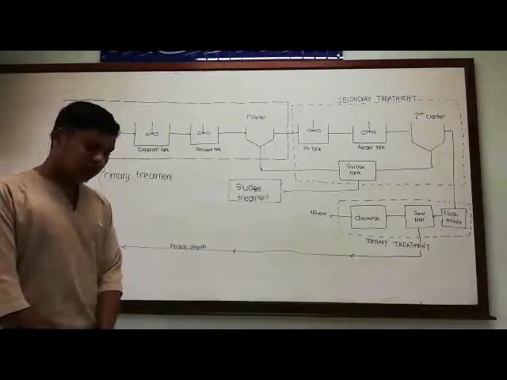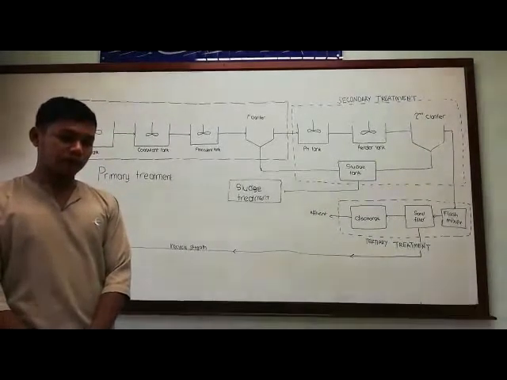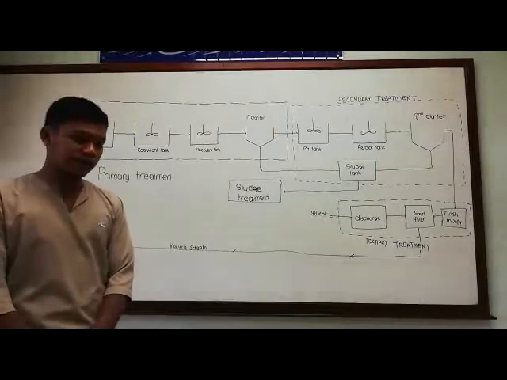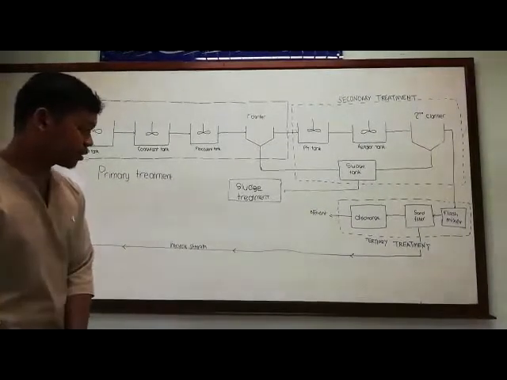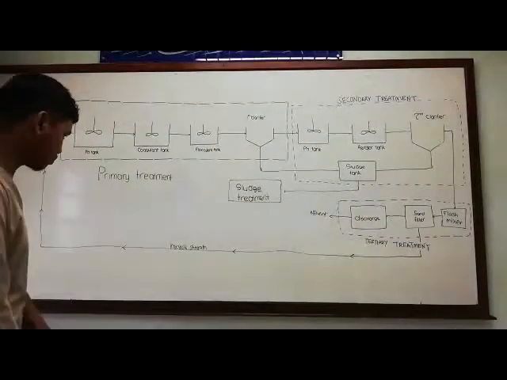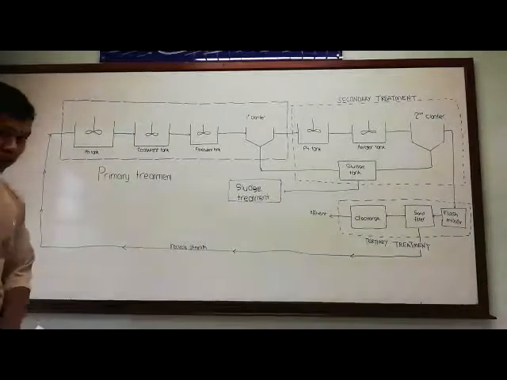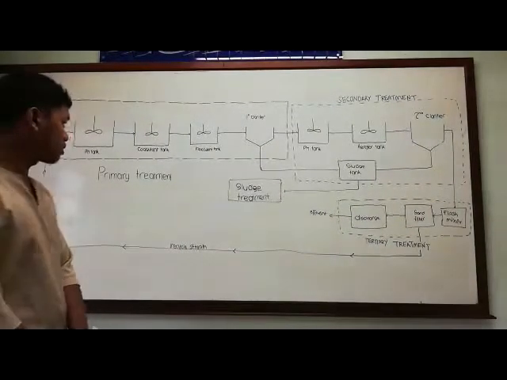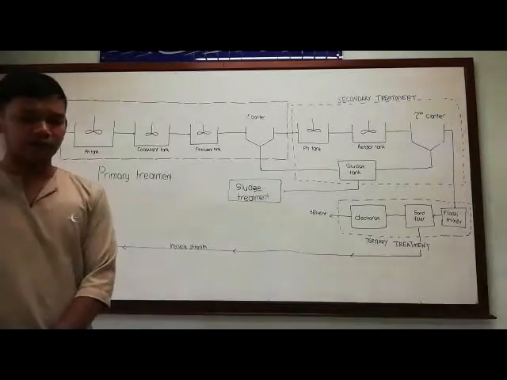So in our wastewater treatment plant, we have a few treatments, which are primary treatment, secondary treatment, and tertiary treatment. The first phase of the treatment is the primary treatment, which consists of a pH tank, a coagulant tank, and a flocculant tank, and then proceeds to the first clarifier.